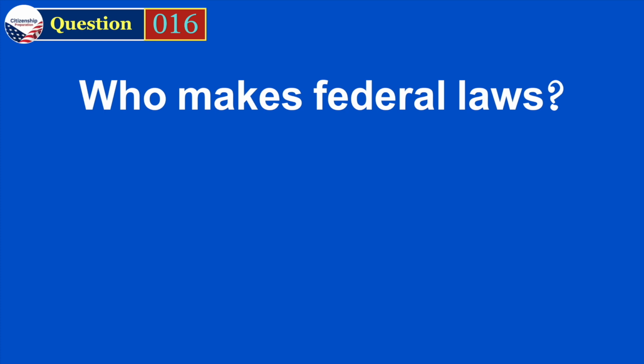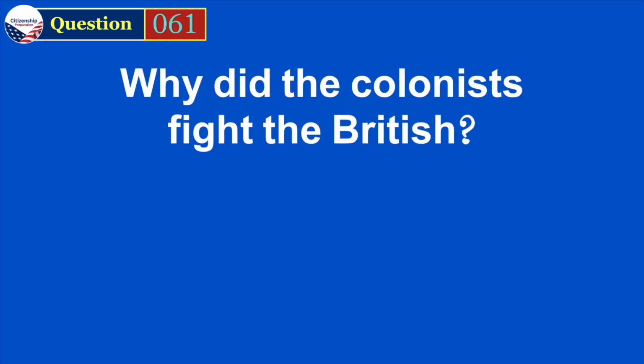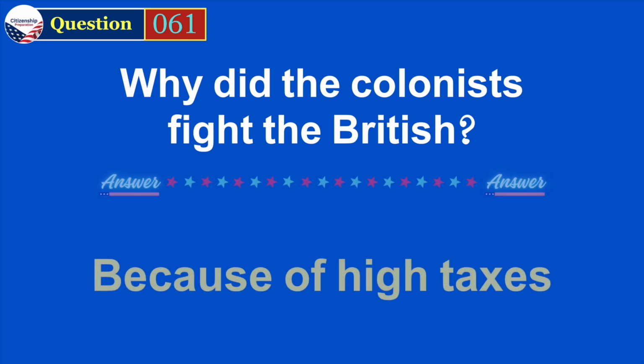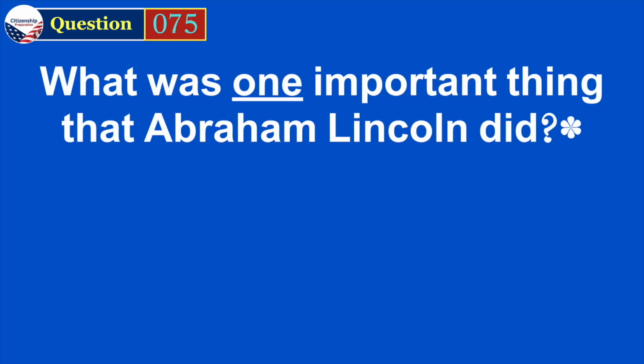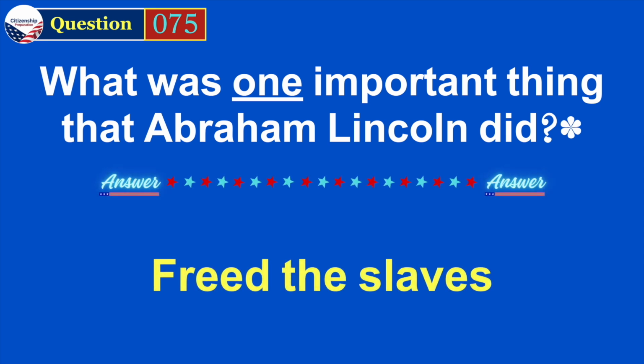Who makes federal laws? Congress. Why did the colonists fight the British? Because of high taxes. What was one important thing that Abraham Lincoln did? Freed the slaves.